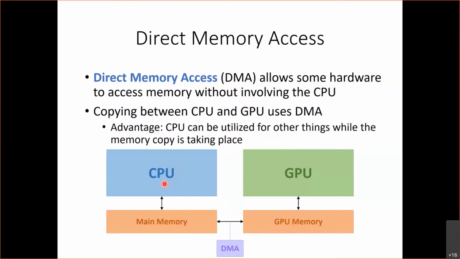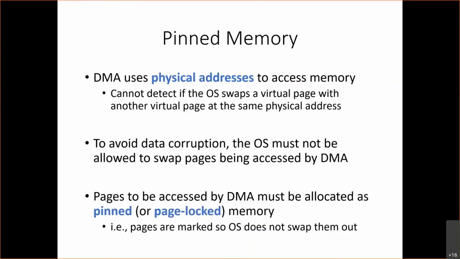But the disadvantage is that the DMA doesn't have the capability of doing virtual address translation, because that's what the CPU does. So the DMA actually uses a physical address, which means that it cannot detect if the page gets swapped out. Because of that, to use DMA, we need a guarantee that the page that we are copying from or copying to in the main memory doesn't get swapped out. What that means is that we have to pin it or lock it. And that's why we use pinned memory.